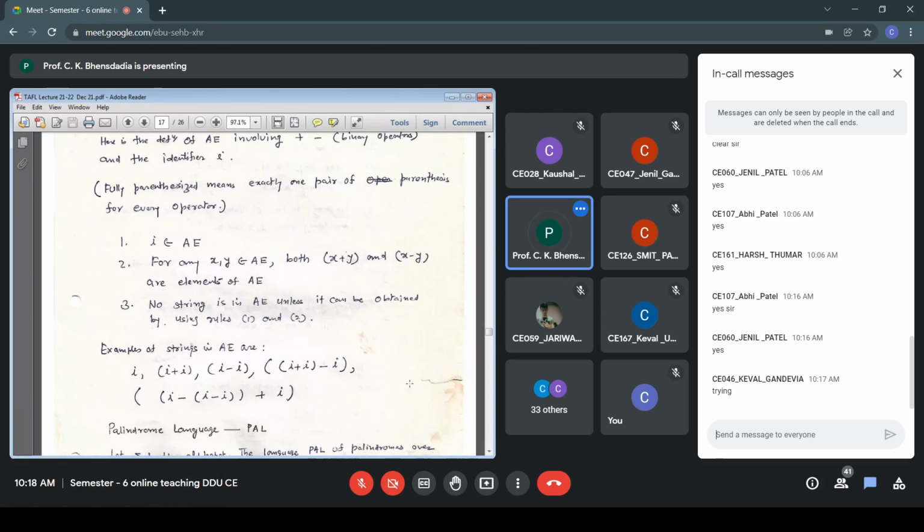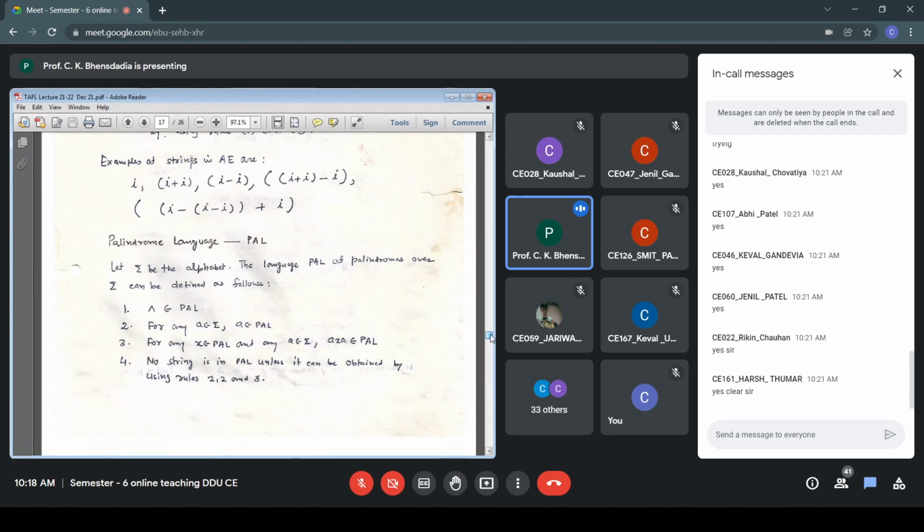Is that fine? Is that fine? Kaushal, okay. Abhi, fine. Keval, Rikin, Janil, good. Harsh is there. Harsh Tumar, still connected. Okay, fine.